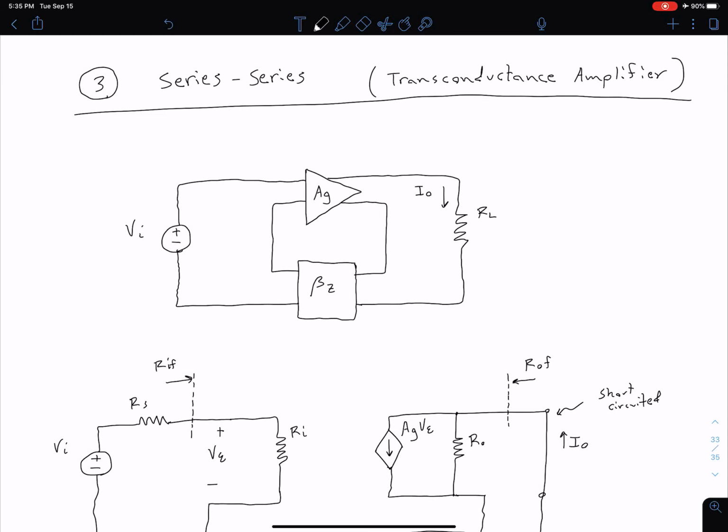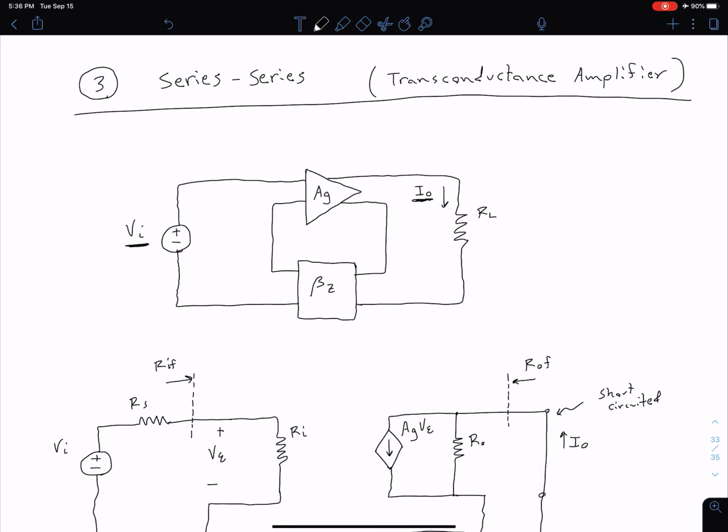In this video, we're going to look at our third ideal topology, which is our series-series connection, and this corresponds to a transconductance amplifier. And so as we can see in this top circuit here, we have a voltage as our input and a current as our output. So we have input voltage VI and output current I0.